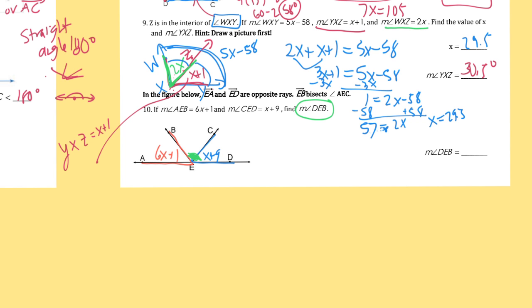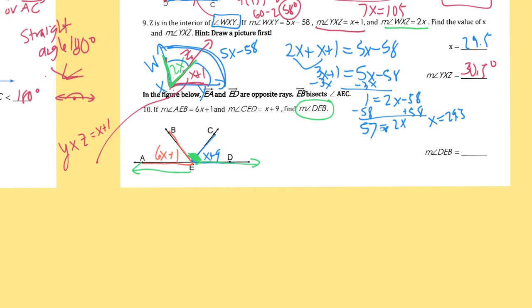So let's read the problem above. The problem above says, hey, guess what? EA and ED are opposite rays. Okay, that means that if you draw this right here and you join it to drawing this ray over here, they're opposite rays. That means they make a straight line.